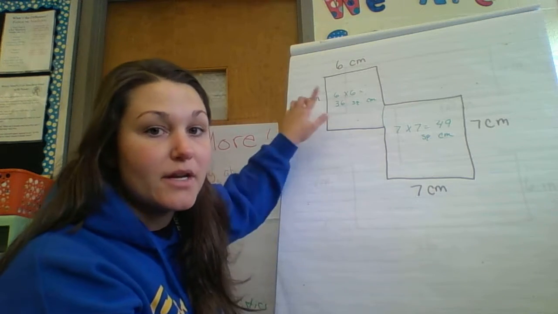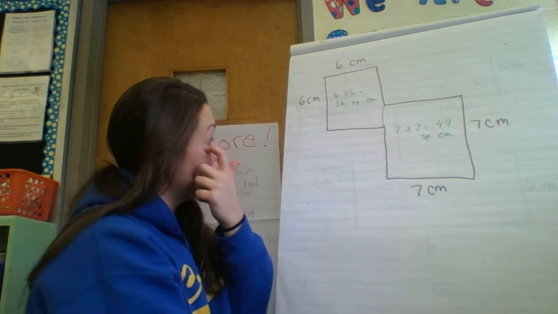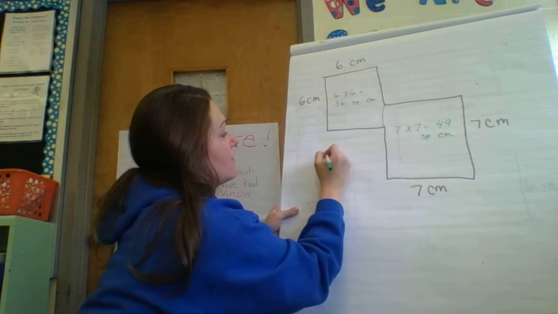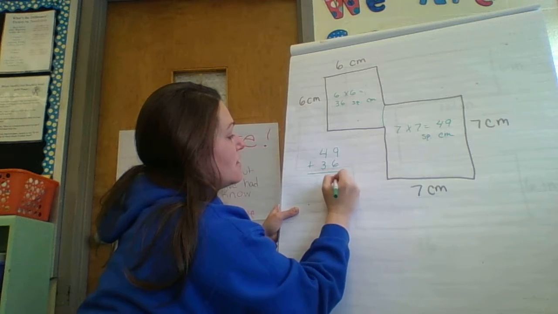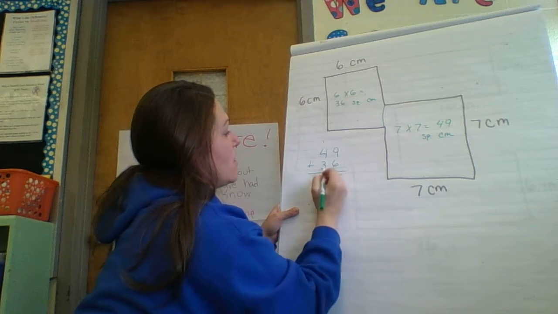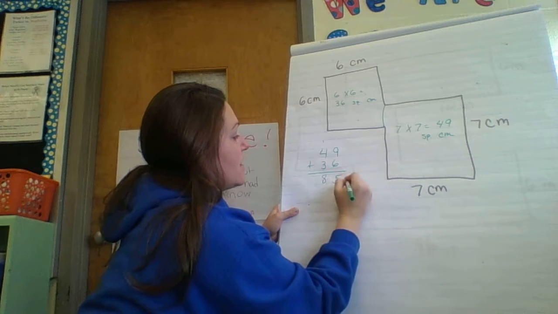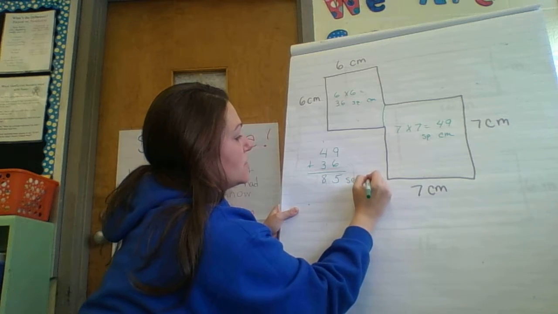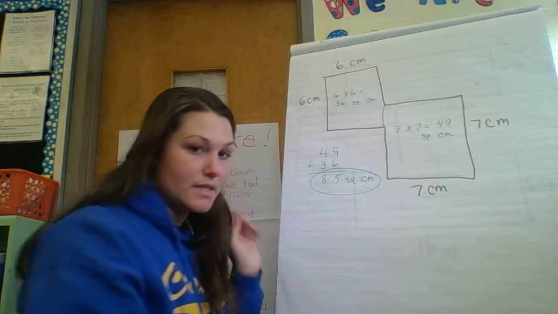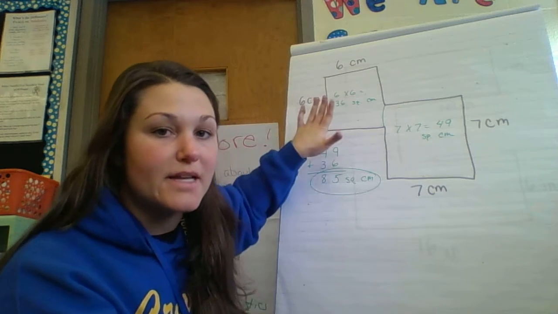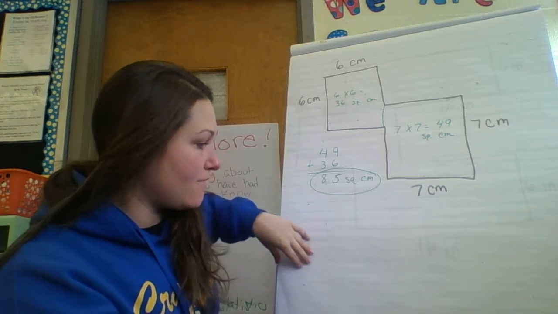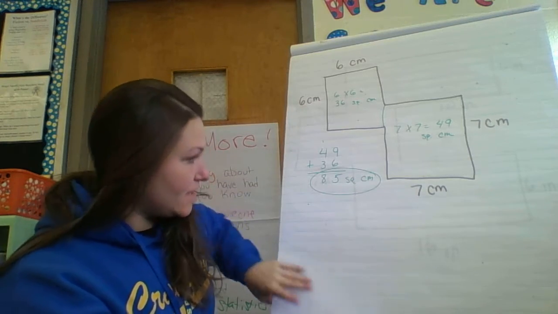My last step, now that I know the area of both figures, I need to find my total area, so I can add 49 plus 36. 6 plus 9 is 15, carry my 1, 7, 8. So I have a total of 85 square centimeters. Remember, area is always labeled as square units because we're literally finding how many square units would fit inside of that figure. All right, let's take a look at the second one.